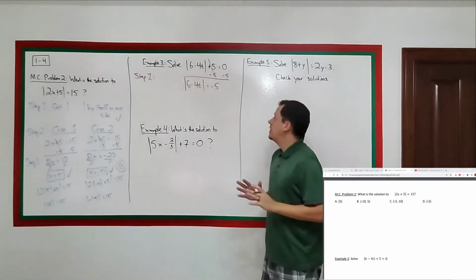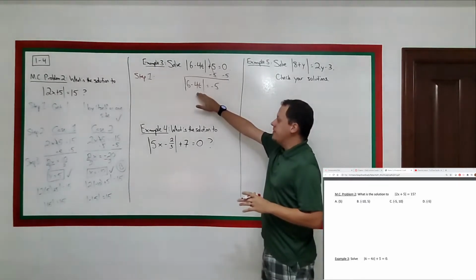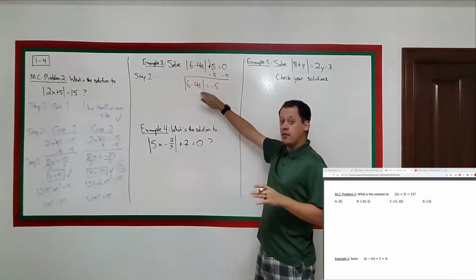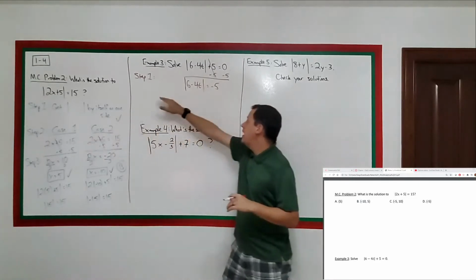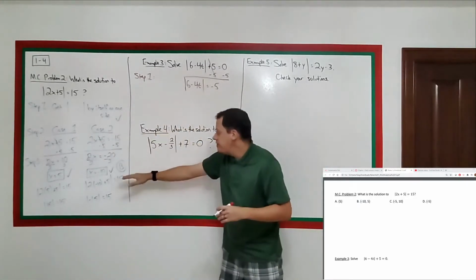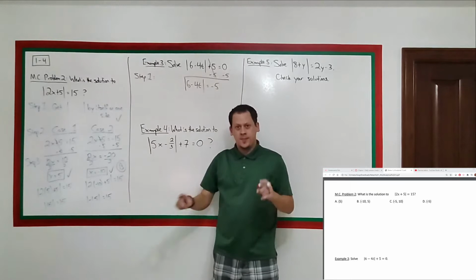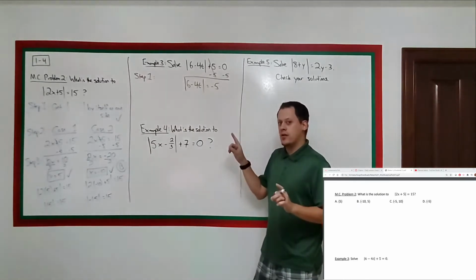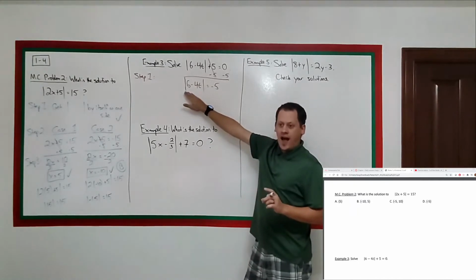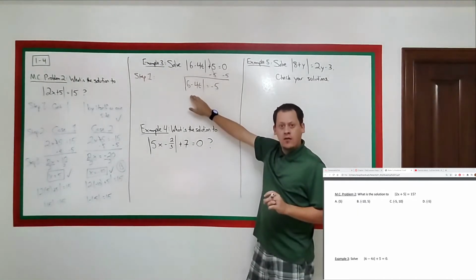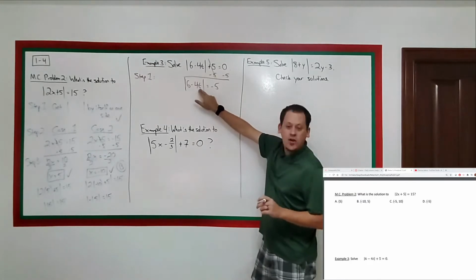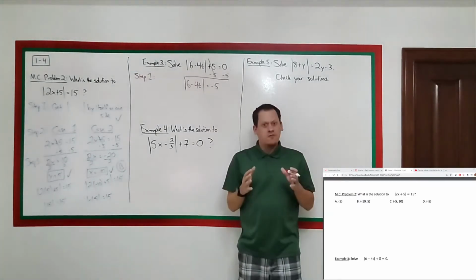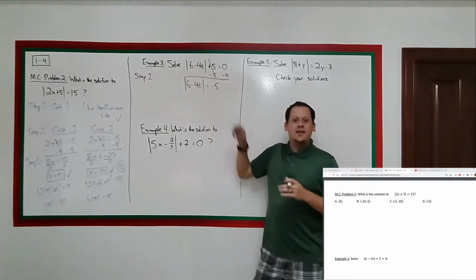So let's take a look at what we got here. Now, we could, at this point, step 1 is done. We could move on to step 2 and write our 2 cases and solve them and check our answers. But let's take a little bit closer look what we have here. We've got the absolute value of something. We know it's 6 minus 4t, but we don't know what t is. But it's the absolute value of stuff equals negative 5.